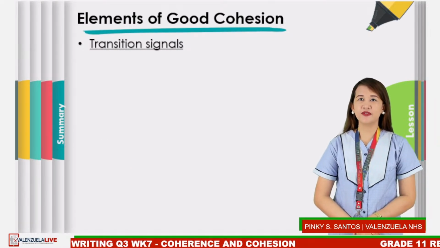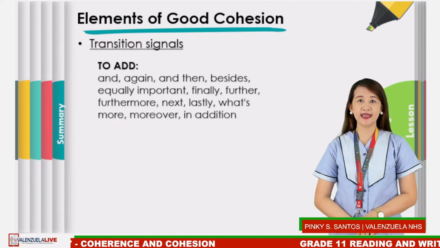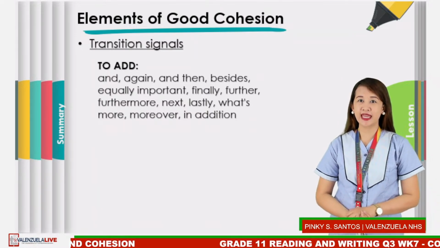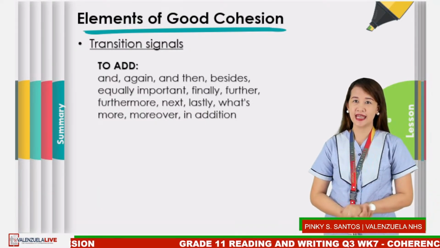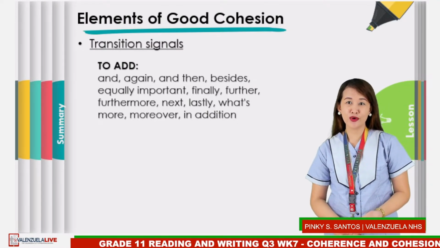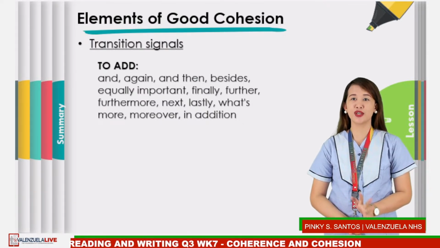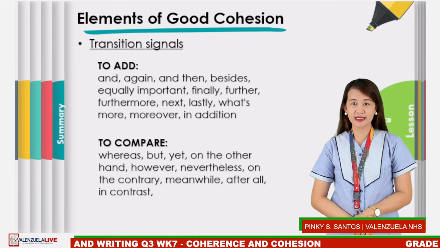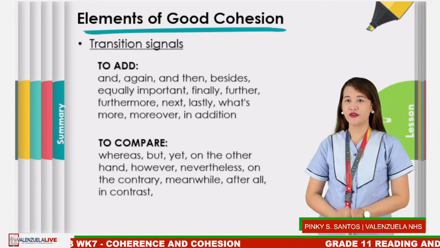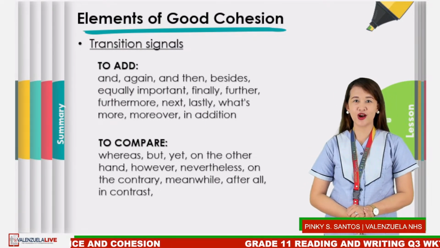Other examples of transition signals are used to show addition, like and, again, and then, besides, equally important, finally, further, furthermore, next, lastly, what's more, moreover, in addition. Some transition words are used to compare, like whereas, but, yet, on the other hand, however, nevertheless, on the contrary, meanwhile, after all, and in contrast.